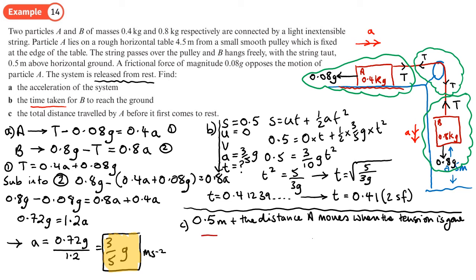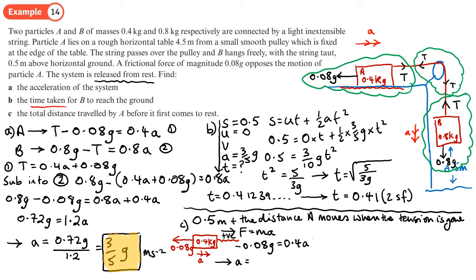Okay, so let's draw what that looks like. So when the string goes loose like this, the only force acting on A will be this 0.08 g, on this 0.4 kg. So we are going to work out the deceleration, or it's probably going to be a negative acceleration. Let's work out the acceleration, and we'll find it's going to be negative. Okay, so using F equals ma, and let's say we take this one as positive. What's the resultant force? Negative 0.08 g, because it's going the opposite way to what we're taking as positive, equals ma, 0.4 a.